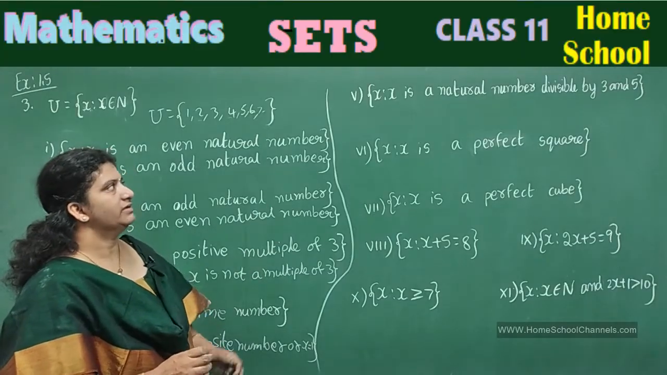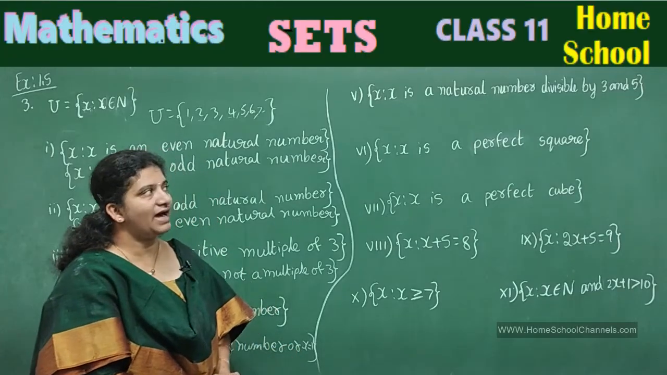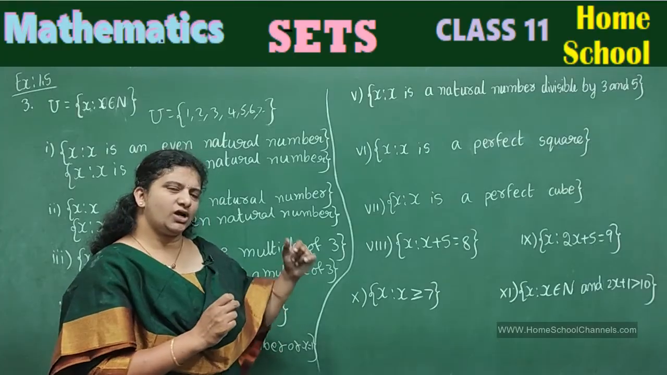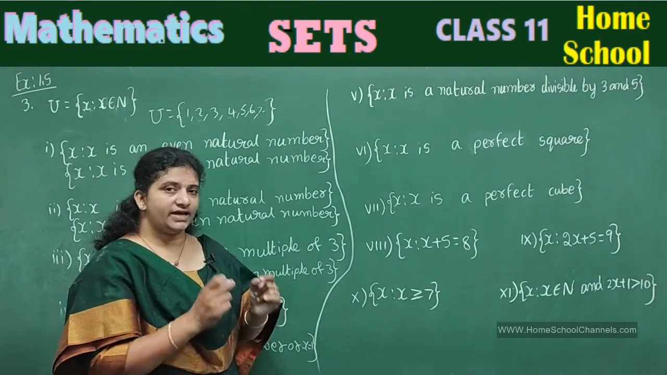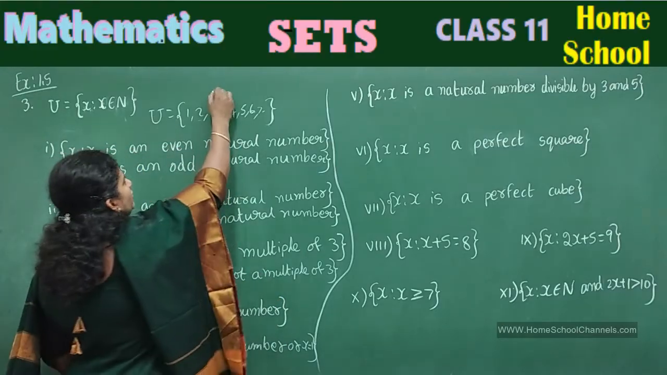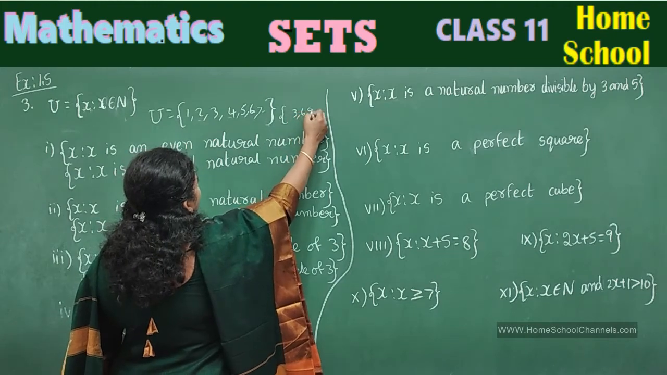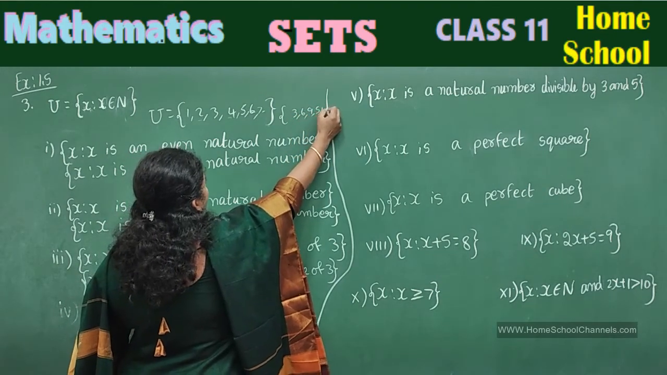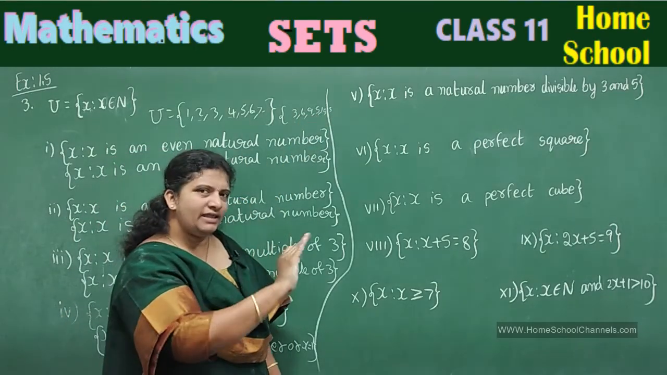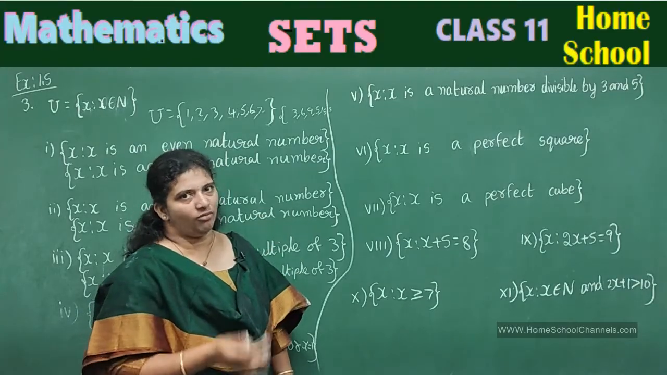Right? Next. Fifth one, set of all x such that x is a natural number divisible by 3 and 5. Then what is the complement of this set? We are saying divisible by 3 and 5. In the universal set, you should give consideration to 3, 6, 9, and in the same manner 5, 10, 15. Multiples of 3, multiples of 5. Other than these, the remaining elements in the universal set, we need to write as the complement.